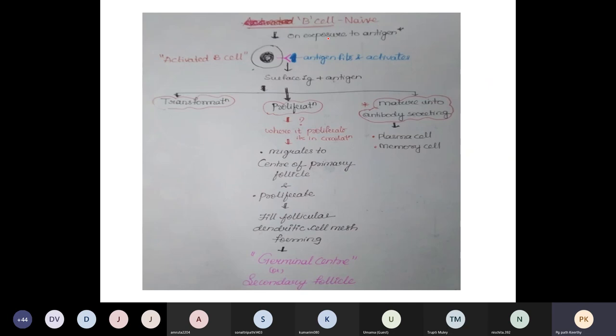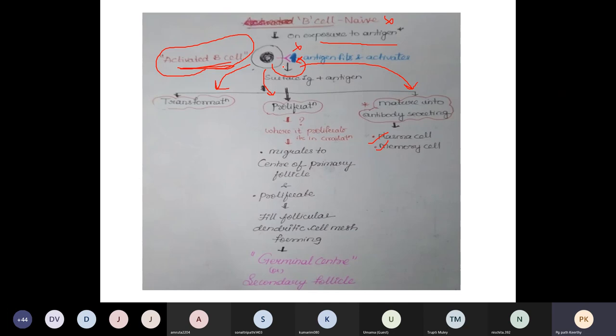So what is the fight we have to see now? Our hero went out and got exposed to the antigen. So now it is no more called a naive B cell because it got exposed to antigen. This antigen fitted in that receptor, then it activated your B cell. So what is the outcome of the B cell? There are three possibilities. Your B cell can get transformed and become an activated B cell, or it can proliferate, or it can mature into a plasma cell and memory cell, so that it can form antibodies specific for this antigen, kill the antigen, start your inflammation, and provide you immunity.